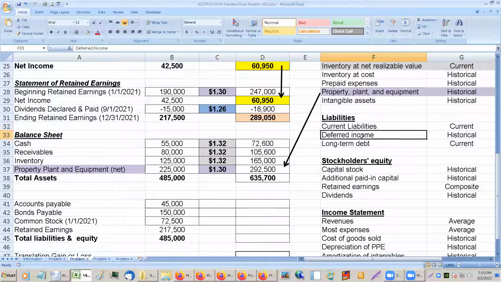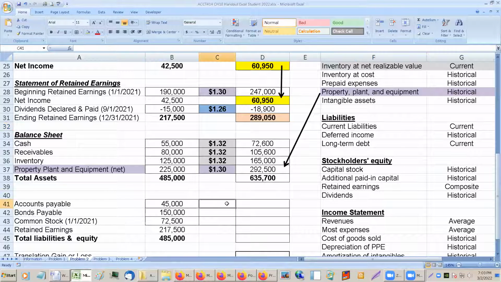Current liabilities at current rate, deferred income, which I'll talk about in a second, historical, and long-term debt is at the current rate. Deferred income is unearned revenue, basically. It's when someone pays you ahead of time. You can't recognize it right away because you haven't earned it. So whenever they paid you, you've taken that money in British pounds. Now remember, the functional currency is US dollars. So at that point in time, you translated it into US dollars. So that's why that would be at the historical rate, because it actually was transferred into US dollars at that point. Now, we don't have any unearned revenue or deferred income, so we don't have to worry about it.